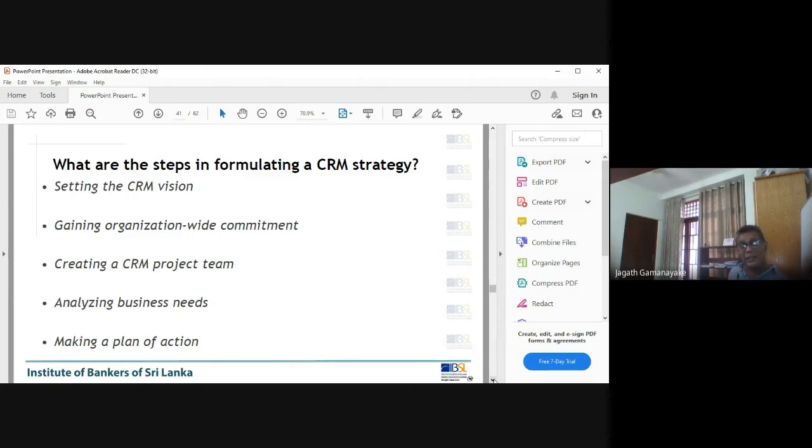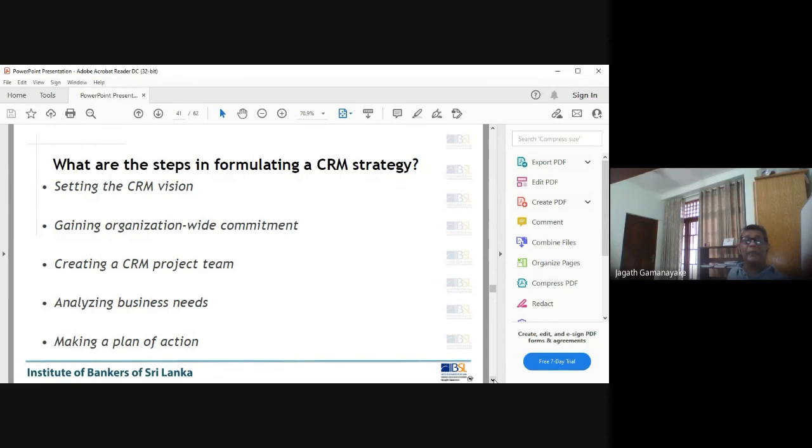First, as explained to you, setting the CRM vision. Vision is a long-term direction that directs your entire organization. We go for 360 degree customers, like that. That is your vision. Then gaining organization-wide commitment, where everybody contributes irrespective of division or position. It is not like a separate thing.